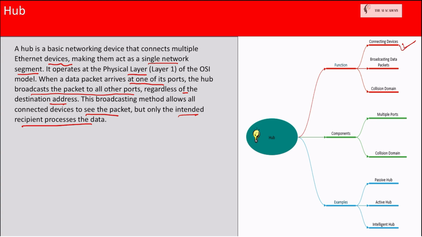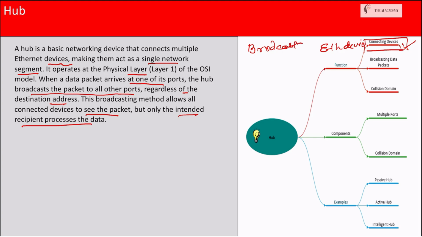Here's a closer look at how hubs perform their functions. Hubs connect multiple Ethernet devices, allowing them to communicate within the same network segment. Each device connects to the hub through an Ethernet port. When a device sends data, the hub receives the data packet through the corresponding port and broadcasts it to all other ports. This means all connected devices receive the packet, but only the intended recipient processes the data.